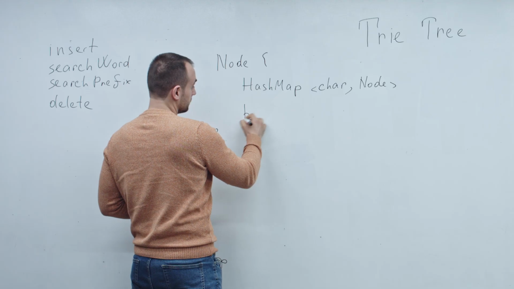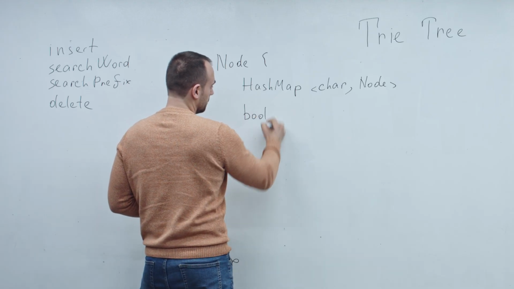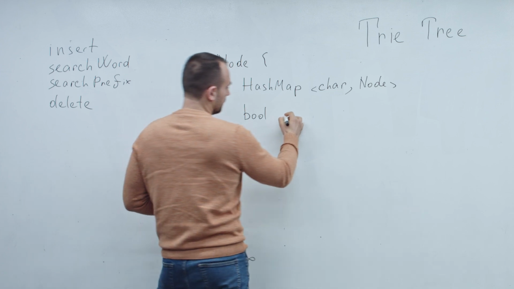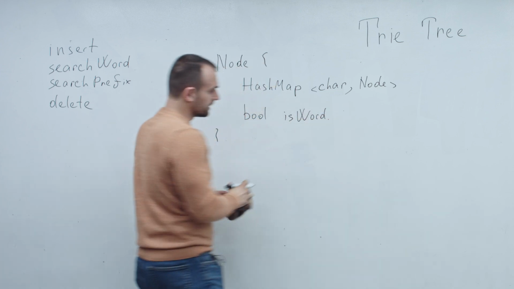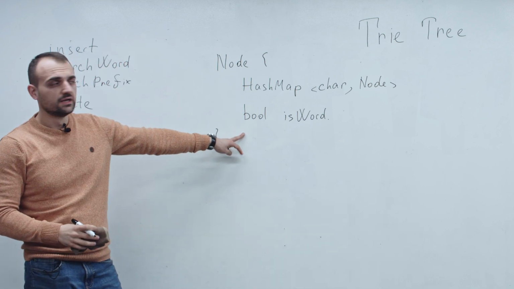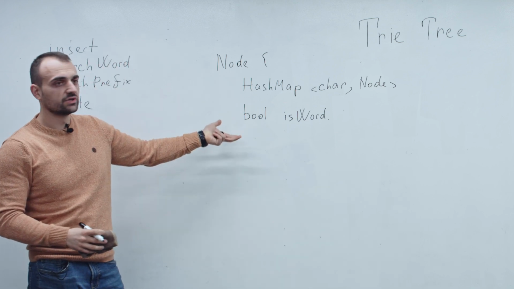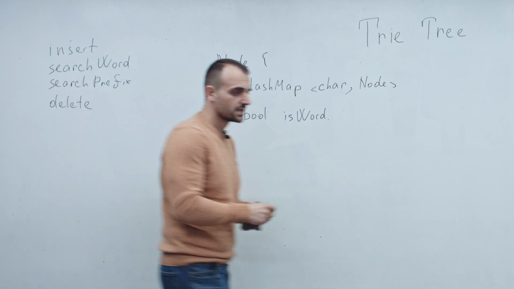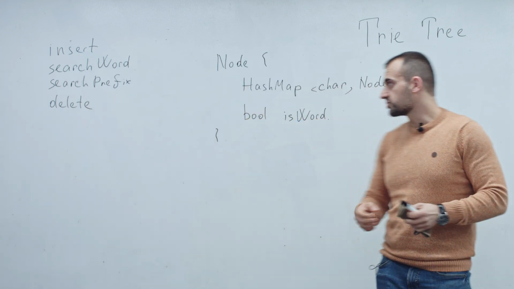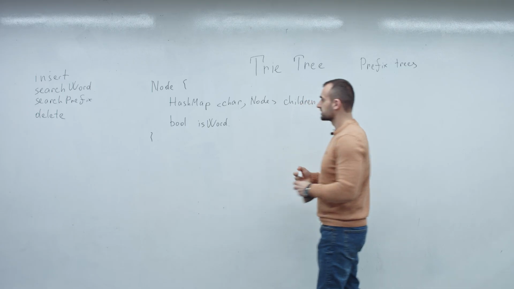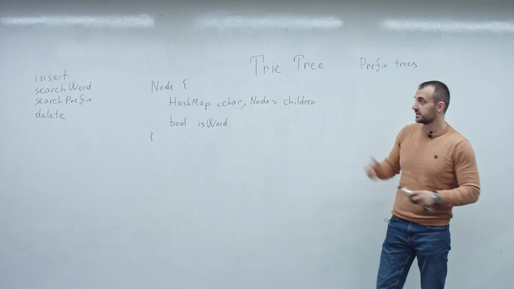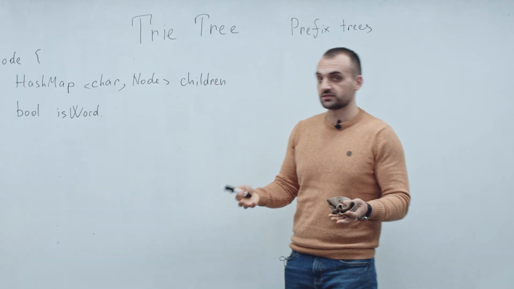And another member will be a boolean of is word or not. Of course, we can keep here some count, like how many times the same word occurred in some text. But the basic node construction will have only this hash map of children, and the is word boolean indicates if we have this word in our text or not.